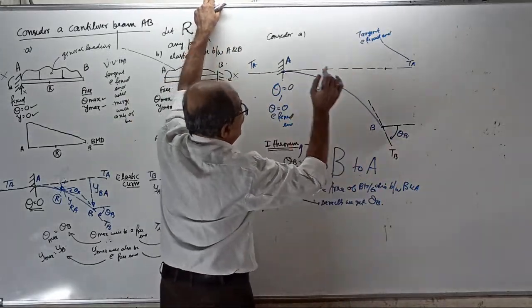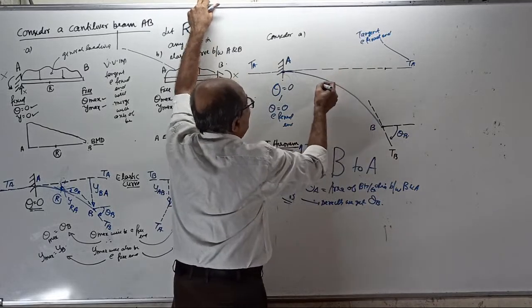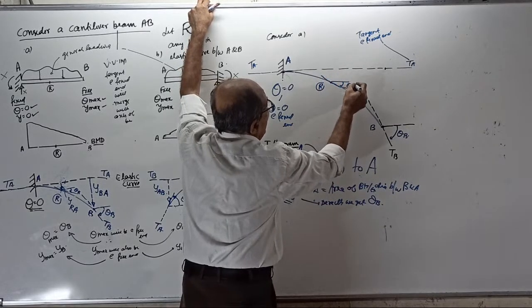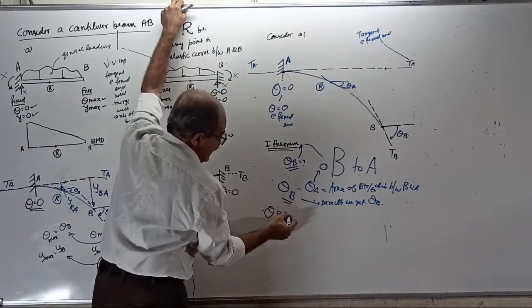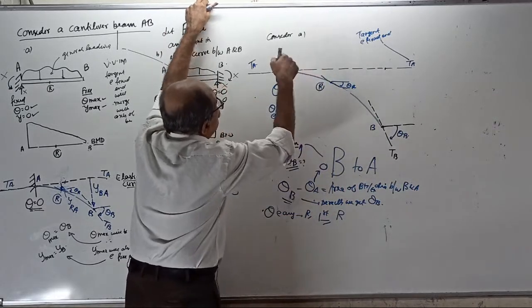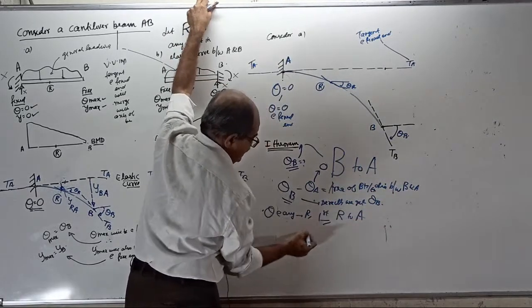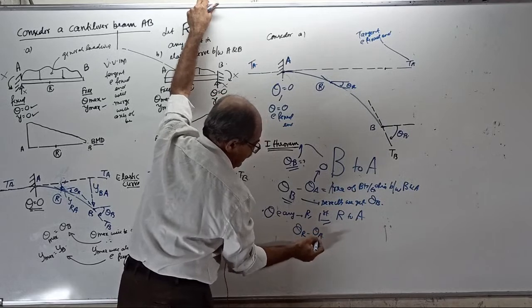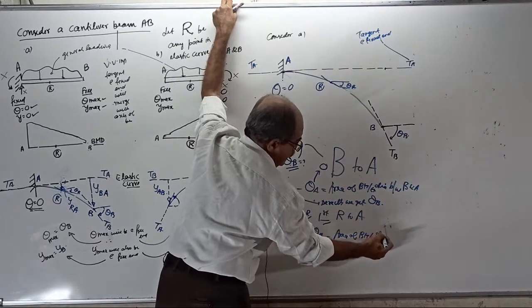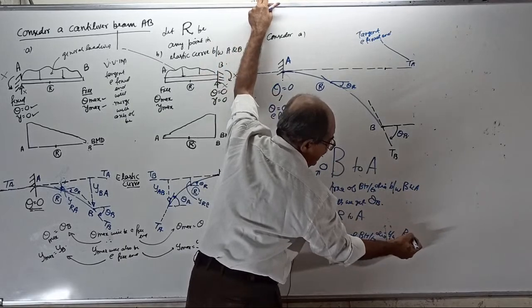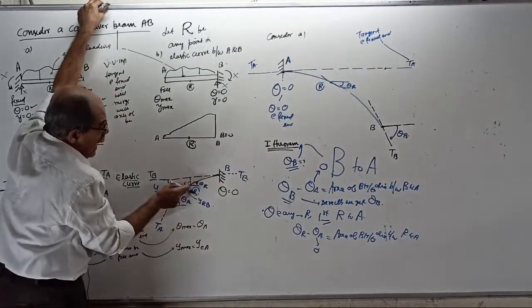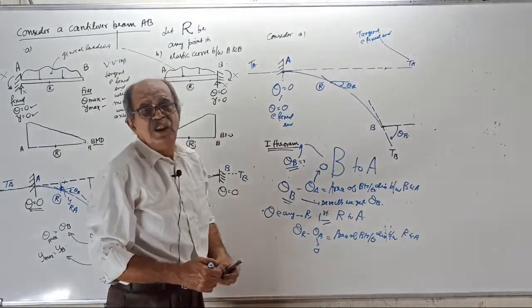You get the answer. Then, suppose I want theta somewhere here, at any random point R. Draw a tangent; this is your theta R. If you want theta at any random point R, apply the first theorem from R to the fixed end A. Then theta R minus theta A, which is 0, equals the area of the BM by EI diagram between R and A. Here also, R and the fixed end. Fully clear?